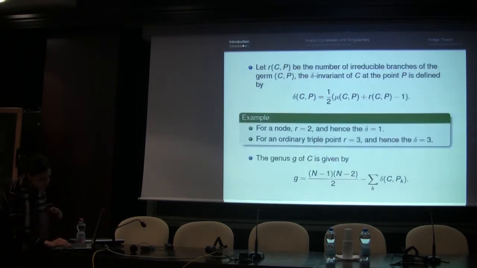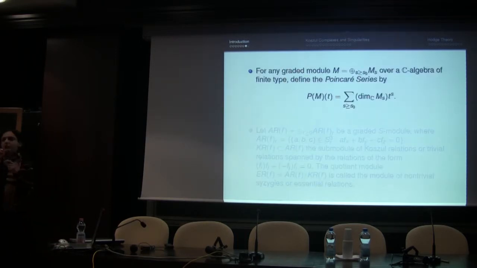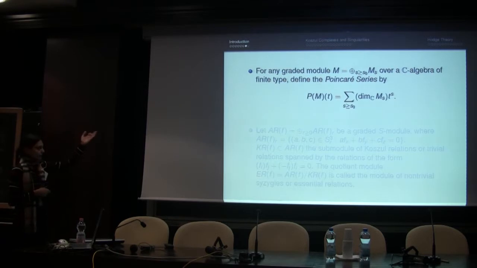Now, in my work, I was interested in finding the dimensions of the pieces of the Milnor algebra. So I will compute the Poincaré series of the Milnor algebra. I define the Poincaré series, for any graded module M, as the sum of the dimensions of M_s times t to the power s.